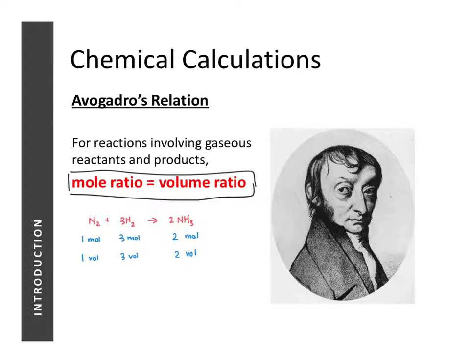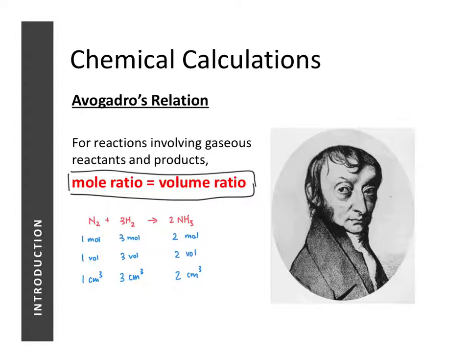Okay, if volume is too abstract for you to understand, it simply means this: if I have 1 centimeter cube of N2 undergoing reaction, it will react with 3 centimeter cube of hydrogen to produce 2 centimeter cube of ammonia. Okay, so bearing this in mind, mole ratio equals volume ratio, let us see how we can solve the problem very quickly.